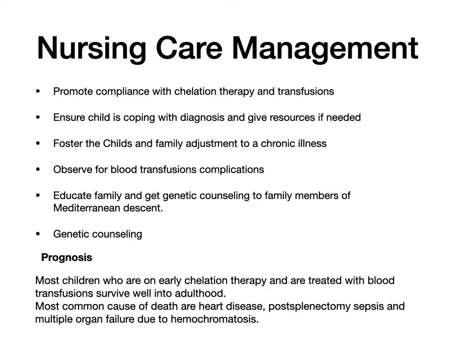promote compliance with chelation therapy and transfusion, ensure the child is coping well, foster the child's family to adjust to a chronic illness, observe for complications of blood transfusions, educate the family, and get genetic counseling for them. And then the prognosis: most children who are on early chelation therapy and are treated with blood transfusions survive well into adulthood. The most common causes of death are heart disease, post-splenectomy sepsis, and multiple organ failure due to hemochromatosis.